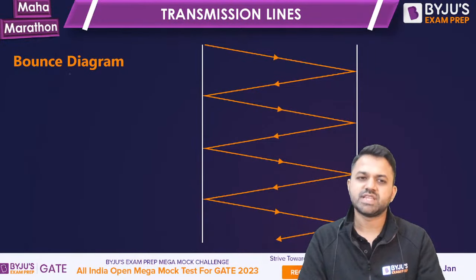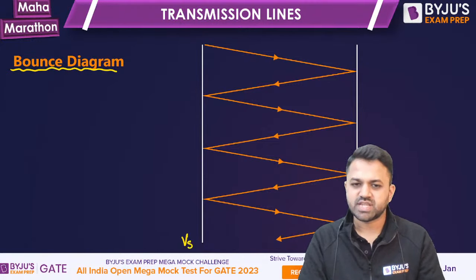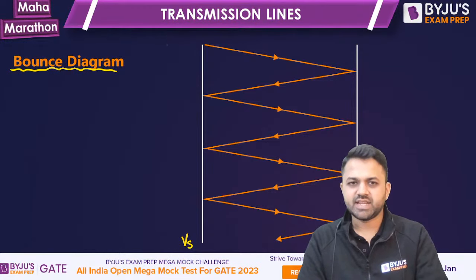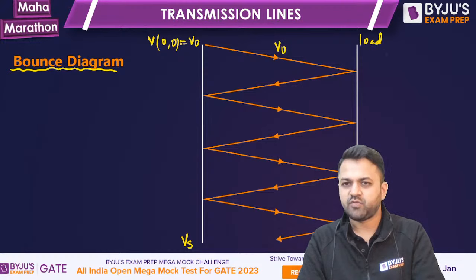What is the bounce diagram? In the bounce diagram, we calculate the source voltage. This is the source side voltage and this is the load end voltage. So at time t equal to 0 and distance 0, the initial voltage is V0. That voltage V0 travels and goes toward the end of the load.